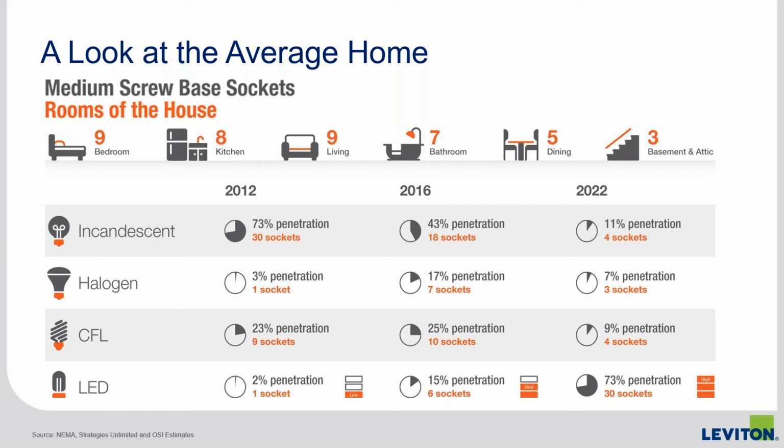When you look at the top of the screen, you see how many different sockets there are throughout the house that need lighting, and you really think about how much energy can be saved by switching over to LEDs. And you also see the opportunities for dimming in different locations, such as the bedroom, the kitchen, the living room, the dining room, and so on.